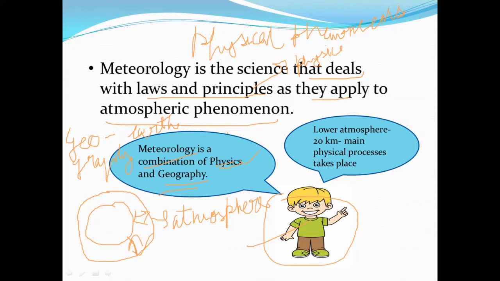But exactly where are these physical phenomena occurring? They occur in the lower atmosphere of the earth. What is the range of this lower atmosphere? It ranges 20 kilometers from the earth's surface. Just 20 kilometers, not a great distance, and all the physical phenomena occur there only, in the lower atmosphere.